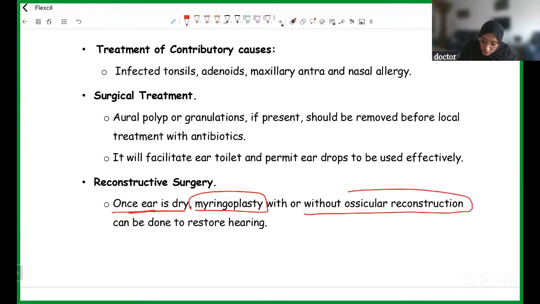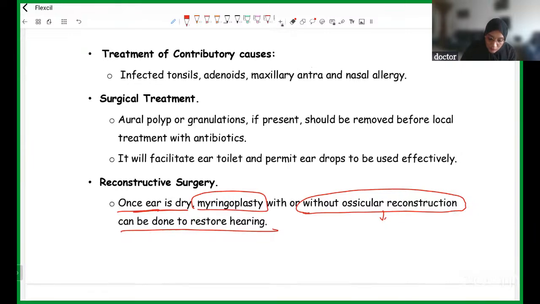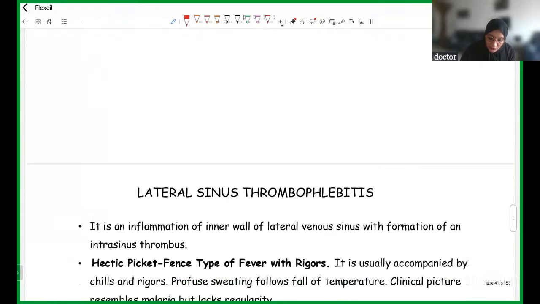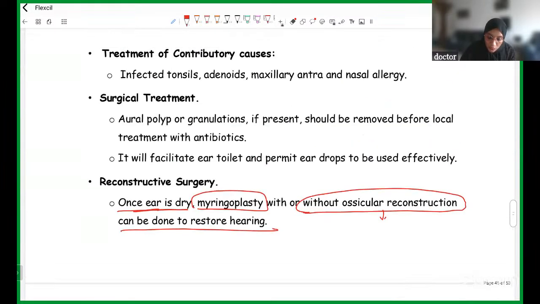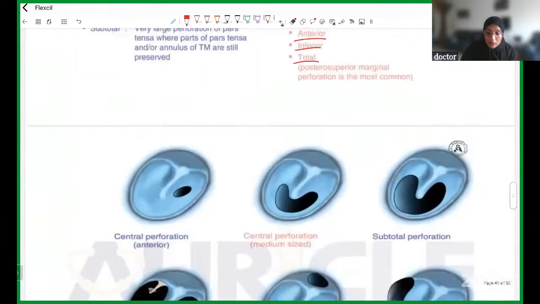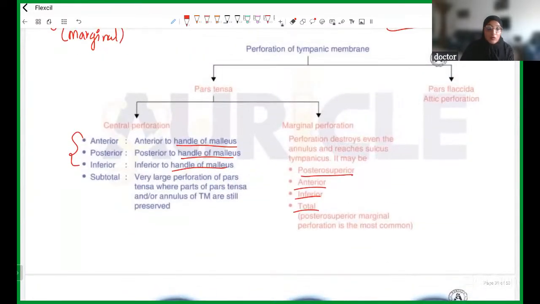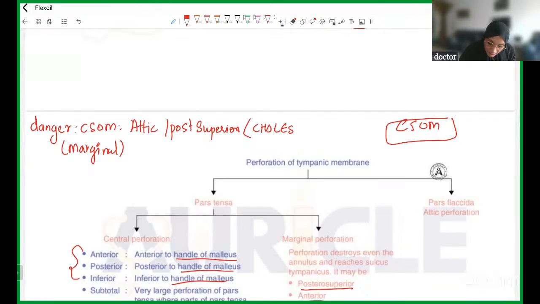Ossicular reconstruction means that if the ossicular chain is involved, you have to reconstruct it, because this will lead to hearing loss, right? Then this can be done by restoring hearing. Okay, so this is a reconstructive surgical procedure that you should do for chronic suppurative otitis media. Now, chronic suppurative otitis media itself is of two types. Okay, so let's come to that point.